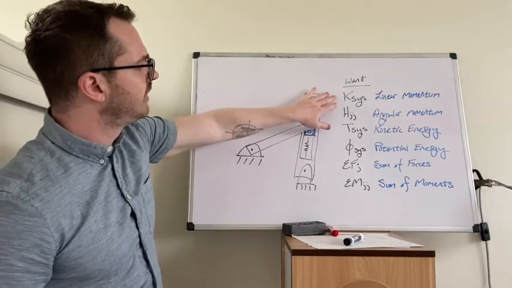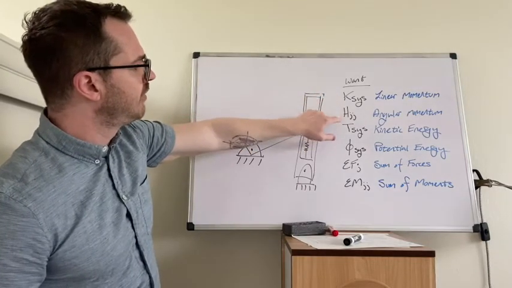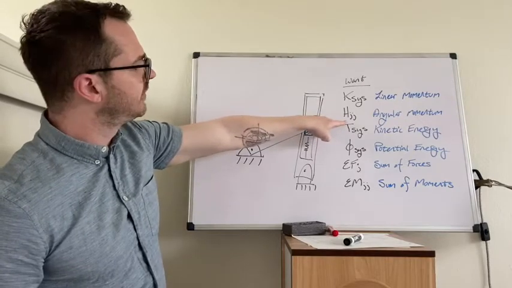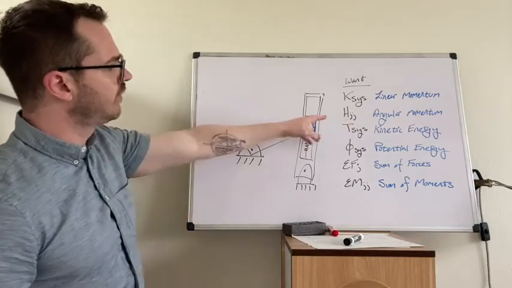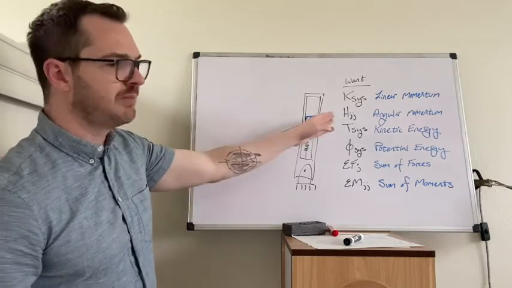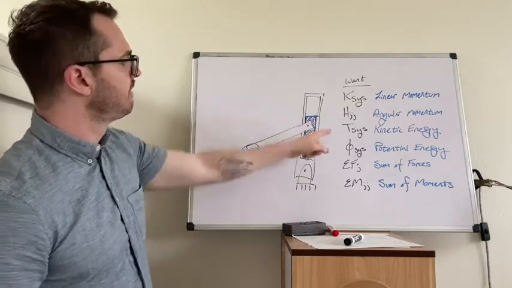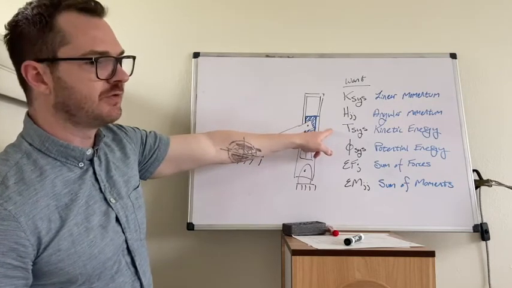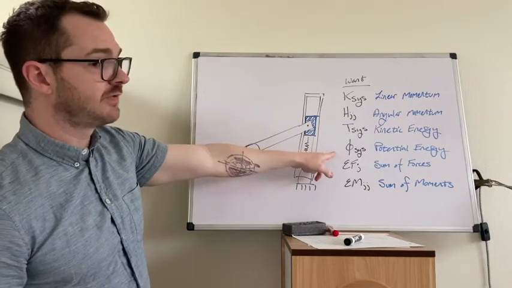So here are the things that we want to define for this problem. We want linear momentum for the whole system, angular momentum. I have these subscripts here, J. What I'm saying here is I want the angular momentum of A about A, B about B, C about C. I want kinetic energy for the whole system. I want potential energy for the whole system.